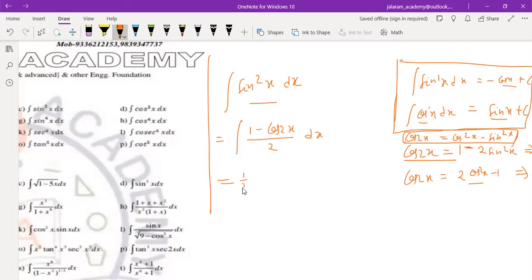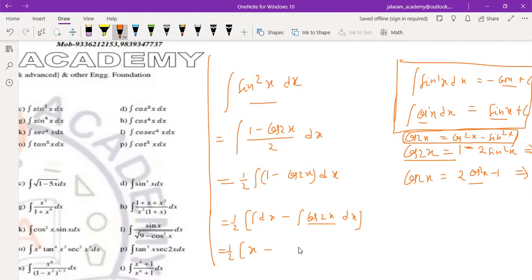There is no other method to find the integration of sin square x. Then we separate them. This 1 by 2 is a constant, into integration of 1 minus cos 2x dx. Again, separating, half into integration of 1 dx minus integration of cos 2x dx. Integration of dx is x. And how to find the integration of cos 2x? We put 2x equal to t, so its differentiation is 2 only. We know that integration of cos x is sin x, but in place of x, it has 2x, so divide by the differentiation of this 2x, that is 2.